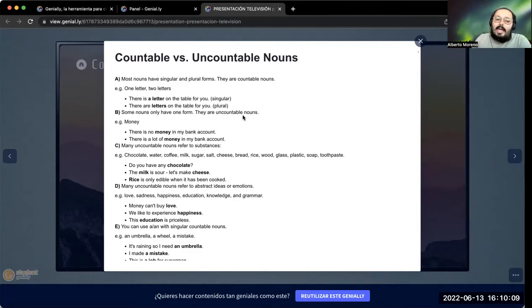¿Ok? Por ejemplo, there is no money in the bank. There is no money in my bank account. There is a lot of money in my bank account. Both money means a lot and means a few. But ambos, money, una disculpa, significan tanto mucho como poco. ¿Ok? Pero, aunque signifique mucho, siempre se va a quedar así en singular. Money. No podemos decir monies, porque eso no tiene sentido.